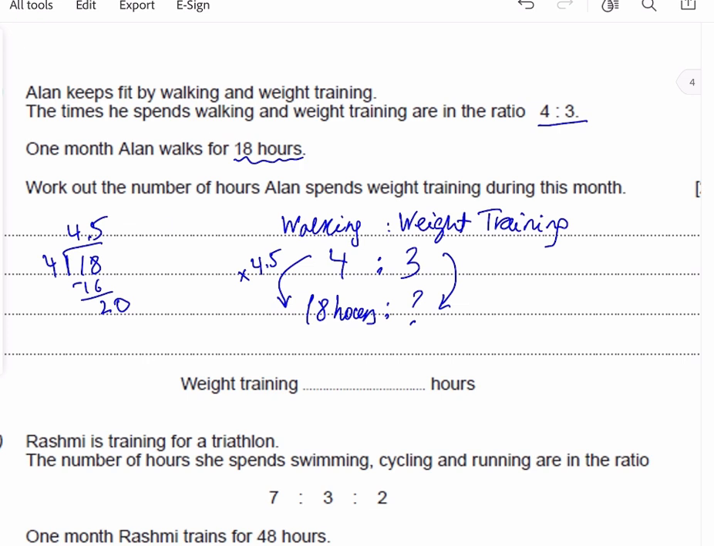That's the way of checking it. That means the other side also should be multiplied by 4.5. So 4.5 times 3 will give you 13.5 hours. That is weight training. So he did weight training for 13.5 hours.